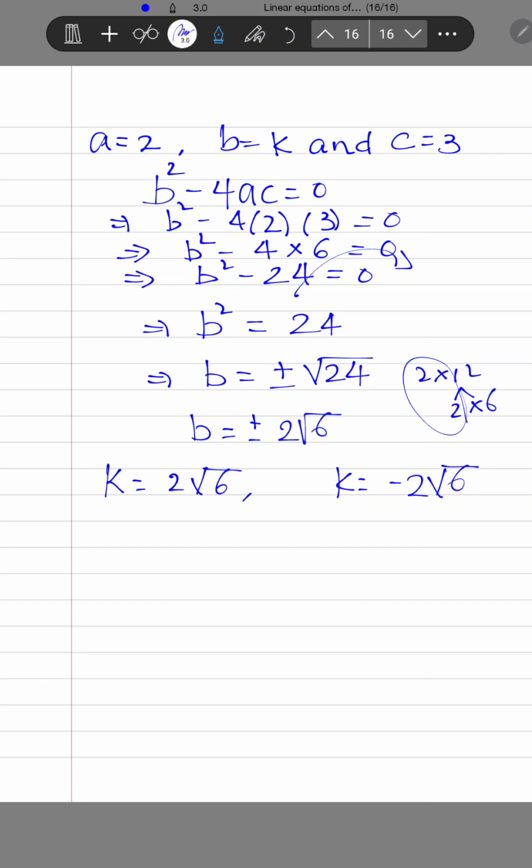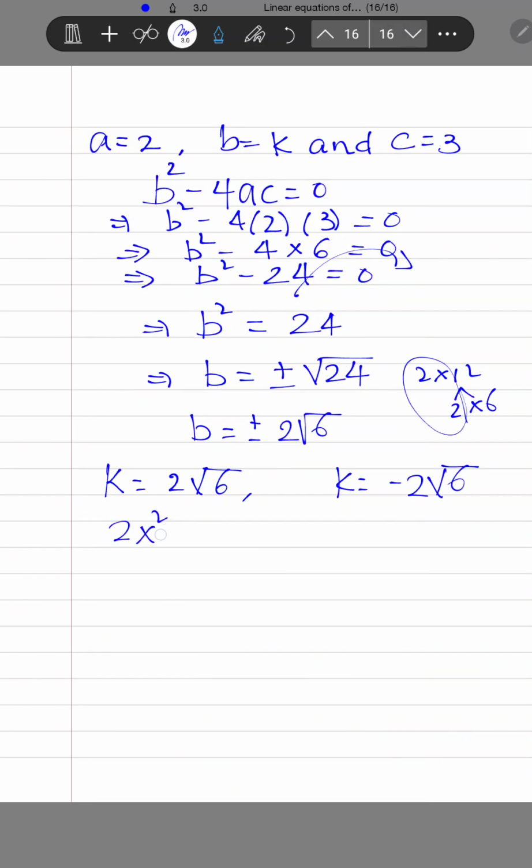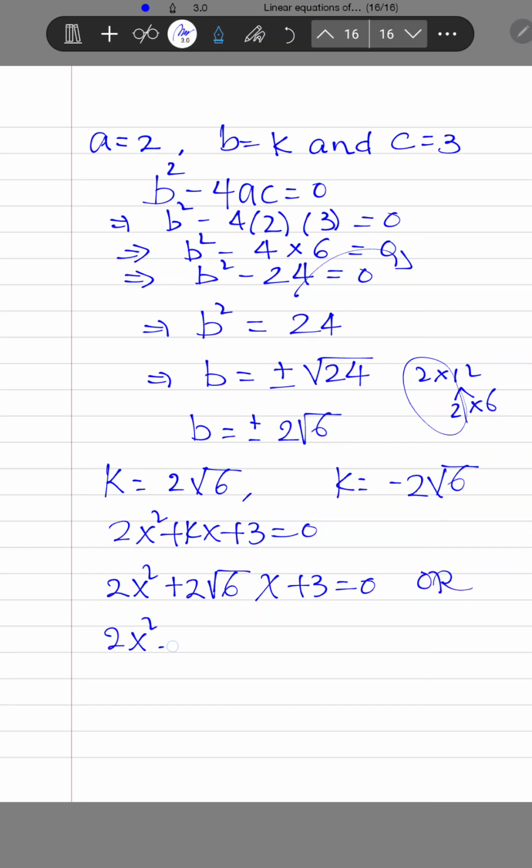So the equation to have two identical roots is going to be, let's write down the equation here, 2x squared plus kx plus 3 is equal to 0. So the two equations are 2x squared plus 2 root 6 x plus 3 is equal to 0, or 2x squared minus 2 root 6 x plus 3 is equal to 0. So either of these equations will be having two identical roots.